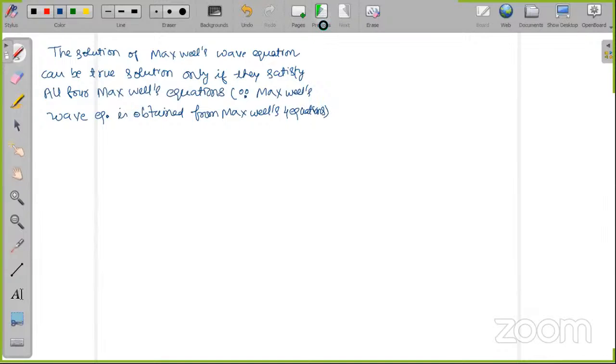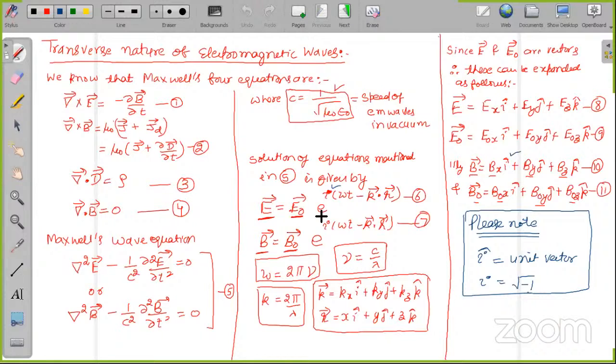So let me show you the previous page. Please see what are the equations mentioned in 5. What is the name of these equations in 5? Maxwell wave equation. How were these equations derived? From the above four equations. What are 6 and 7? The solution of 5. 6 and 7 mean they satisfy 5.